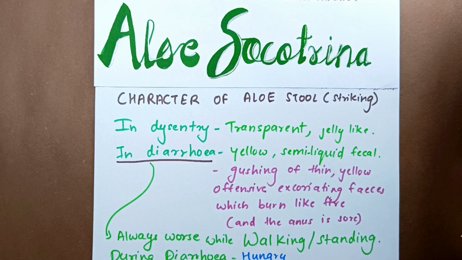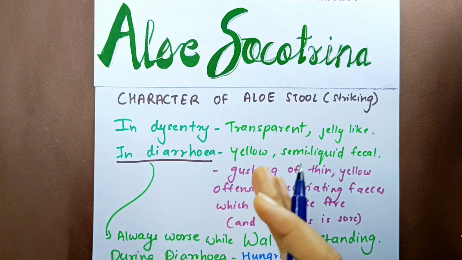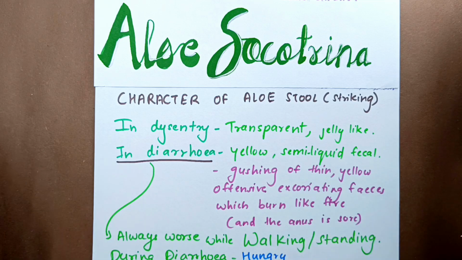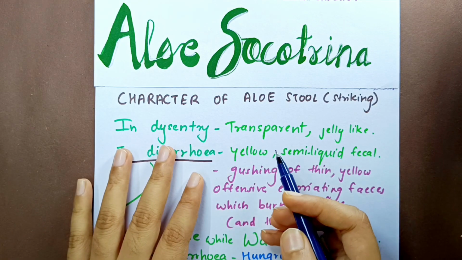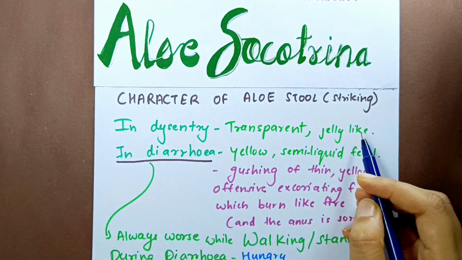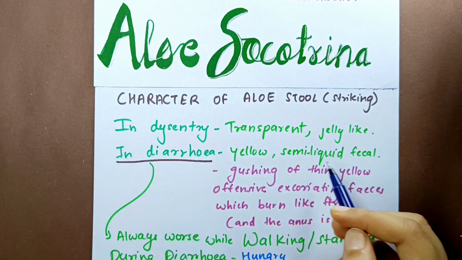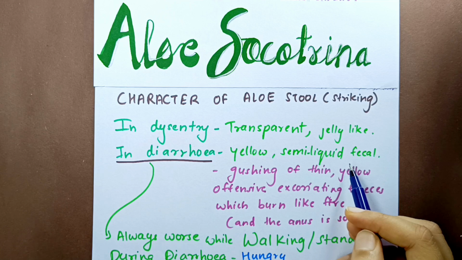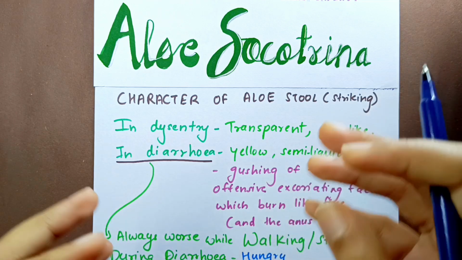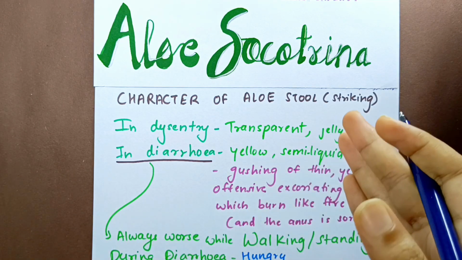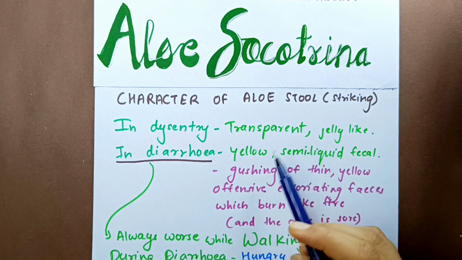Now let's talk about the character of aloe stools, which are very, very striking. So in dysentery and in diarrhea, it is given differently. Both Dr. N.M. Choudhuri and Dr. Kent give it differently. In dysentery we find that there is transparent jelly-like stools. Both of them say the same. And in diarrhea we find this yellow semi-liquid fecal stools in aloe. So when you have transparent jelly-like, it's mostly seen in dysentery actually, and in diarrhea it's yellow and semi-liquid.